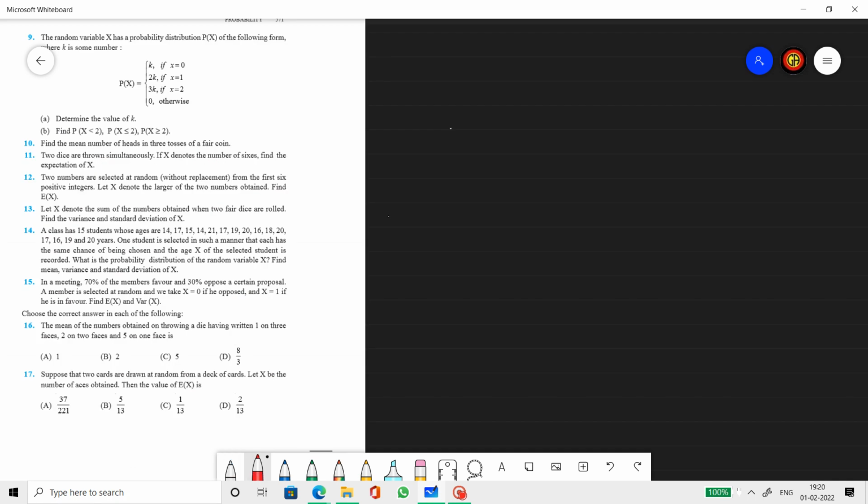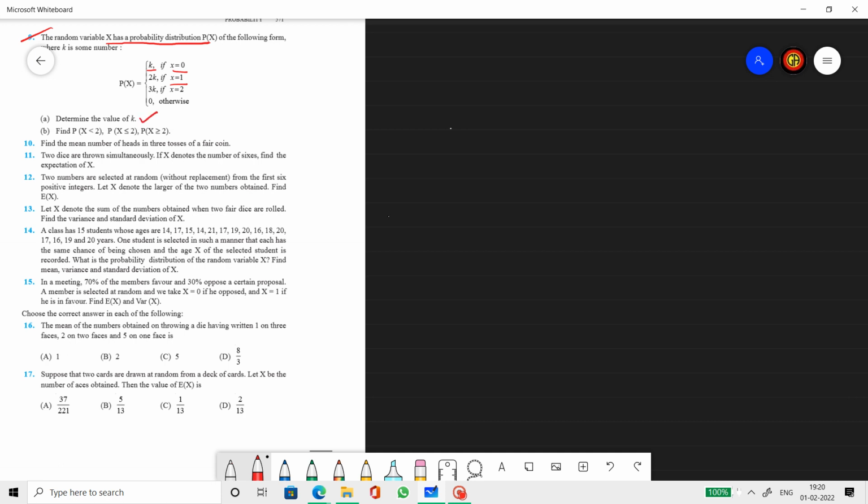Number 9. A random variable x has a probability distribution given as this. In the previous question, x and p of x is given in a horizontal form. Here it is in the vertical form. That is the only difference. Otherwise, it's pretty much the same. So when x is 0, p of 0 is k. When x is 1, p of 1 is 2k. And when x is 2, p of 2 is 3k. That's what it meant. And for any other number, it is 0.